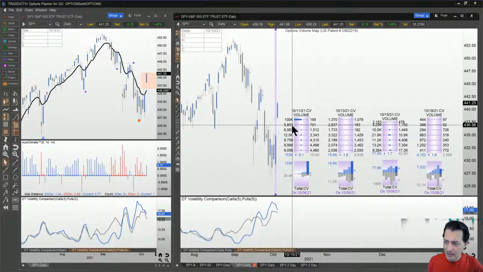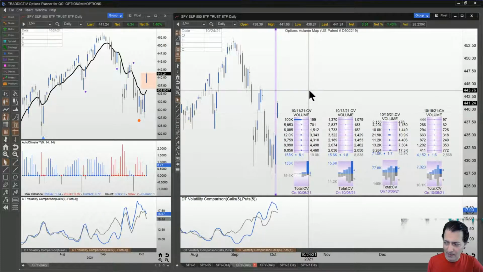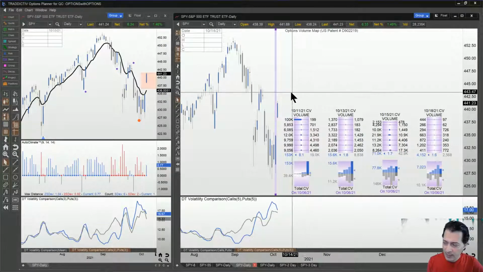So again, the beauty of the options volume map is that it's a tool that you can certainly use to be either more aggressive with your predictions of possible or potential trading points.